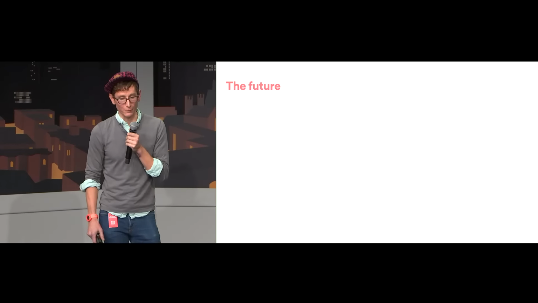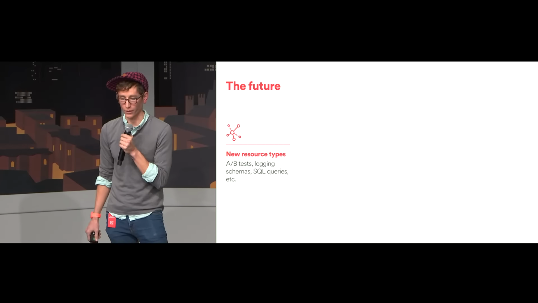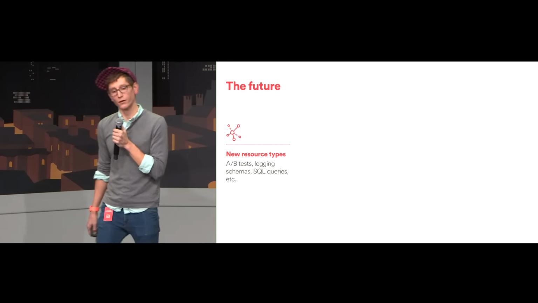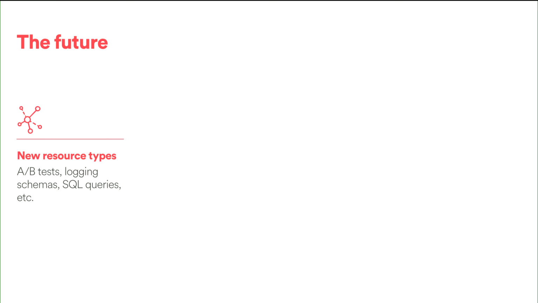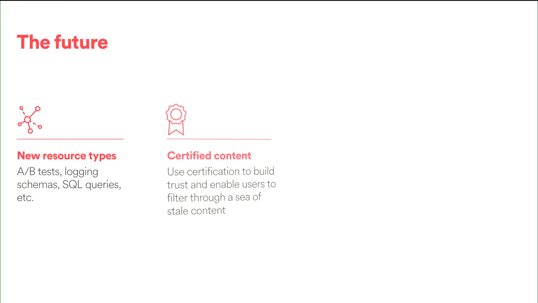All right, so I'll wrap up with some interesting future directions that we're either working on or scheming about. The first of these, there are always new resource types to add to the graph. Each of these is interesting and will introduce more interesting relationships along with them. These include things like A/B tests, logging schemas, SQL queries, etc.